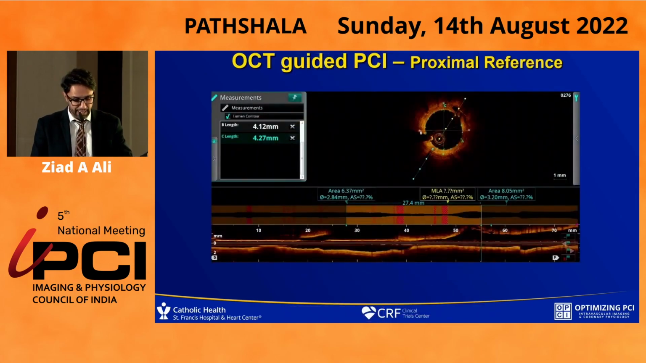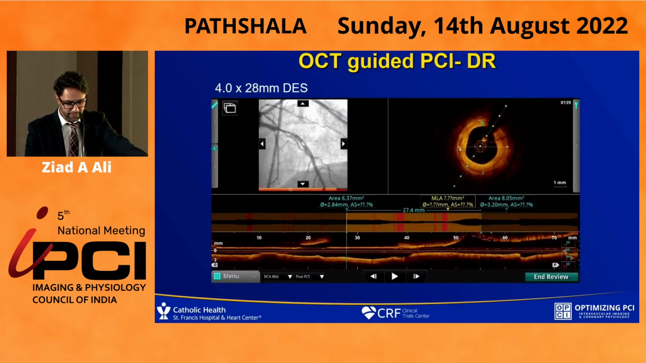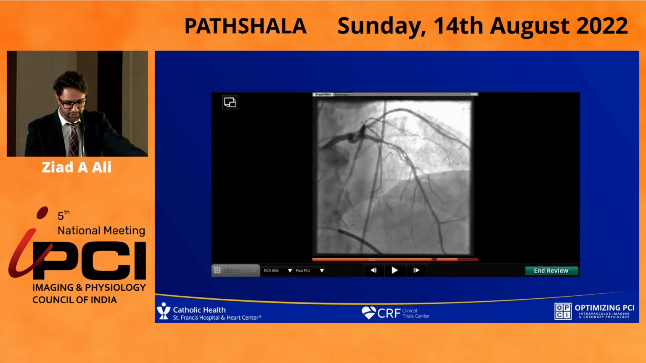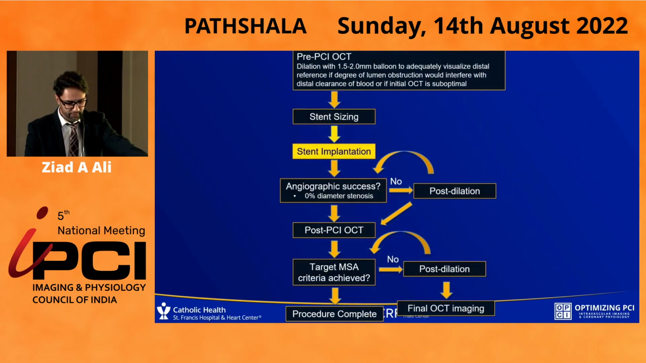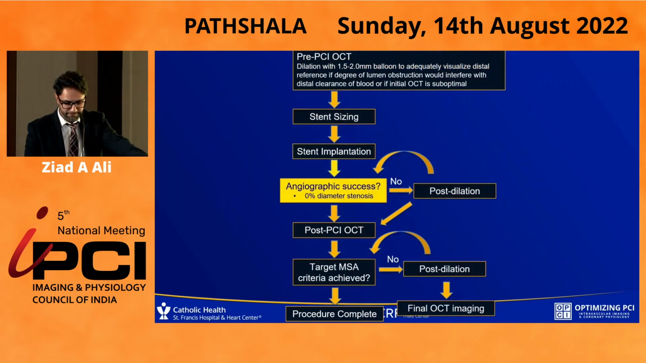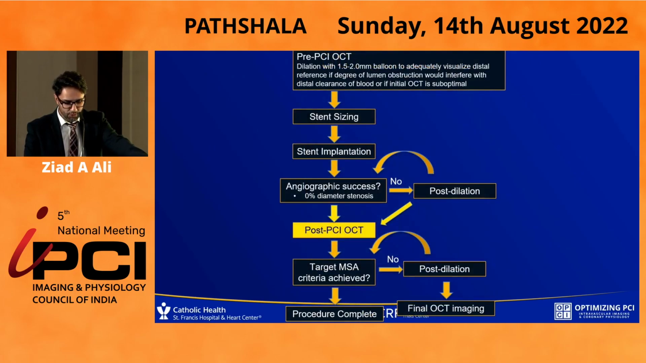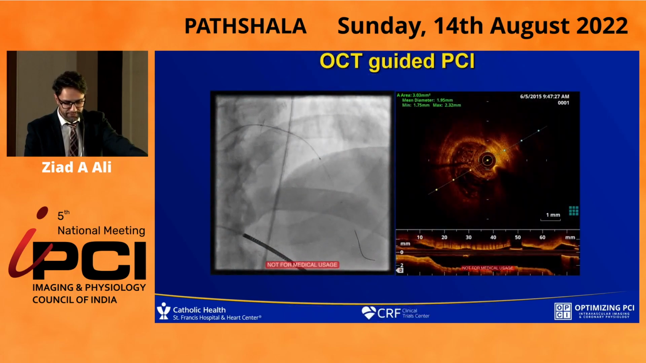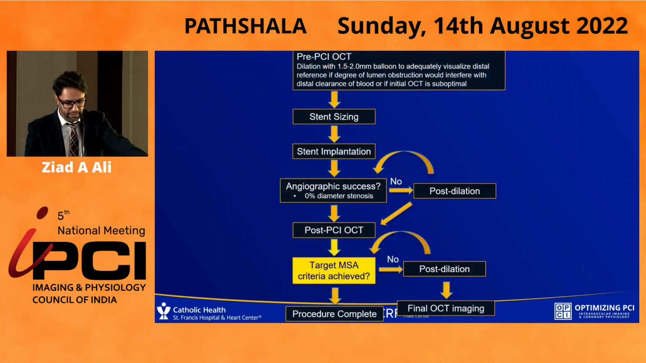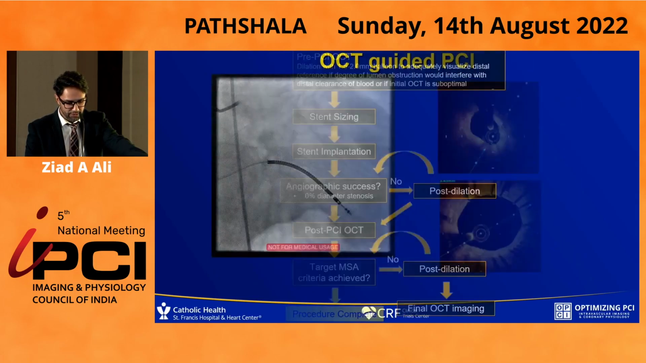And so in the end, we ended up putting a stent in using OCT guidance. That's the OCT-guided PCI. That's our distal reference. We implant a stent. Nothing really exciting about that. And then this is our final image. It's just showing good expansion. So I'm going to end with that, and leave you with some thoughts.